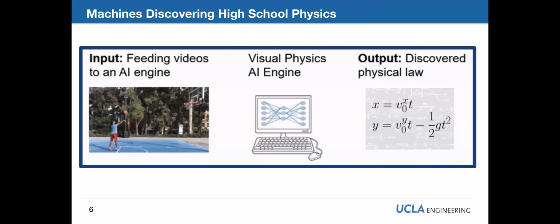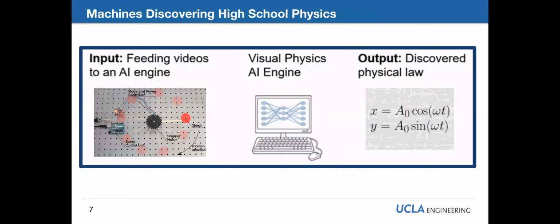Here's an example at UCLA along these lines. One of our students is shooting hoops. We collect a bunch of videos of the student shooting hoops and feed that into an AI engine that is able to process these heterogeneous videos into a discovered symbolic equation that matches that of the kinematic equations that describe motion.